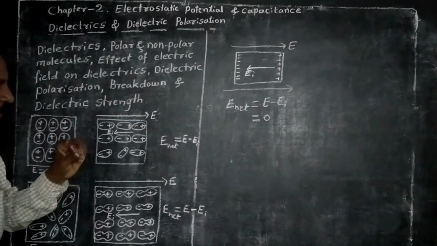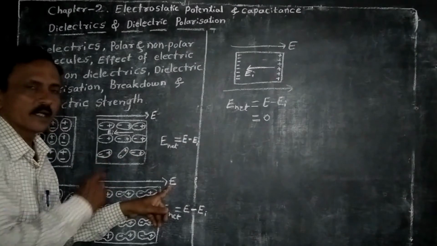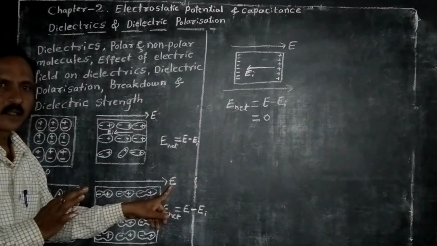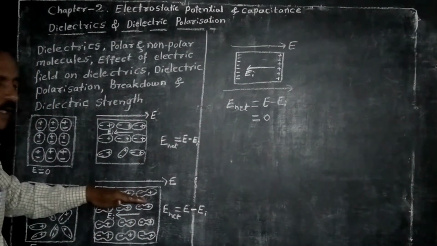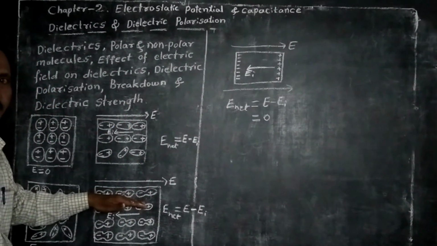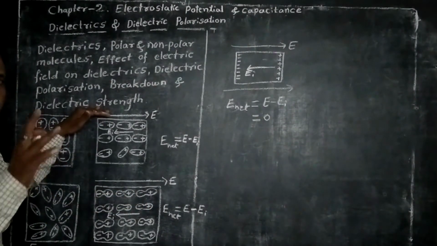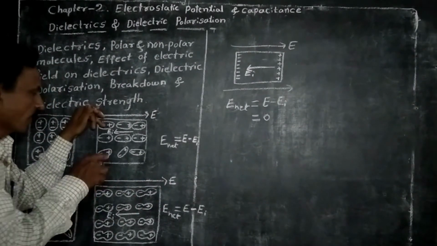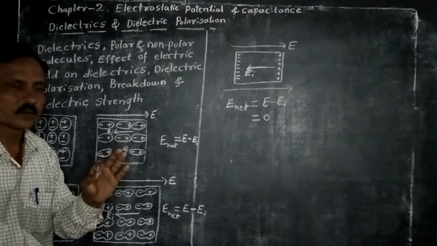Then what is dielectric strength? Dielectric strength is the maximum value of external electric field up to which a dielectric remains unbroken. Or dielectric strength is the maximum value of applied electric field that a dielectric can tolerate without breakdown.